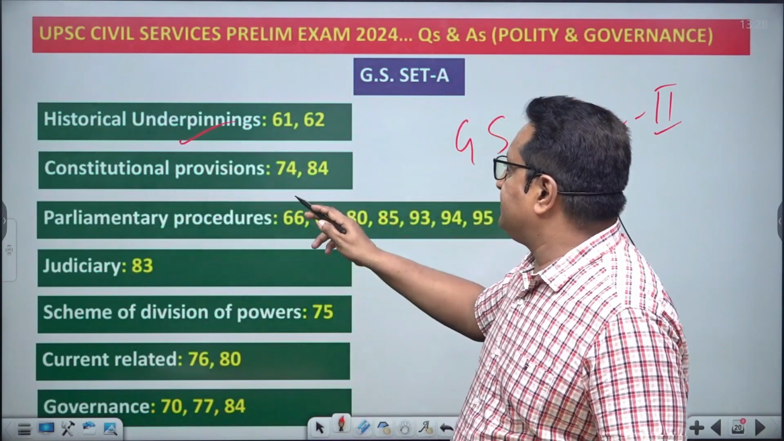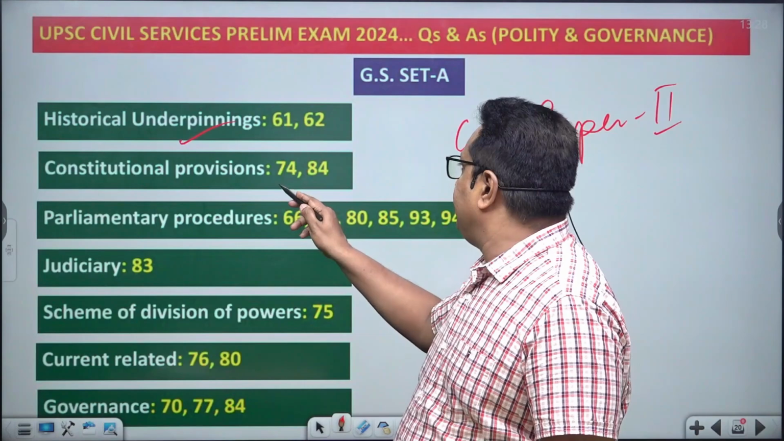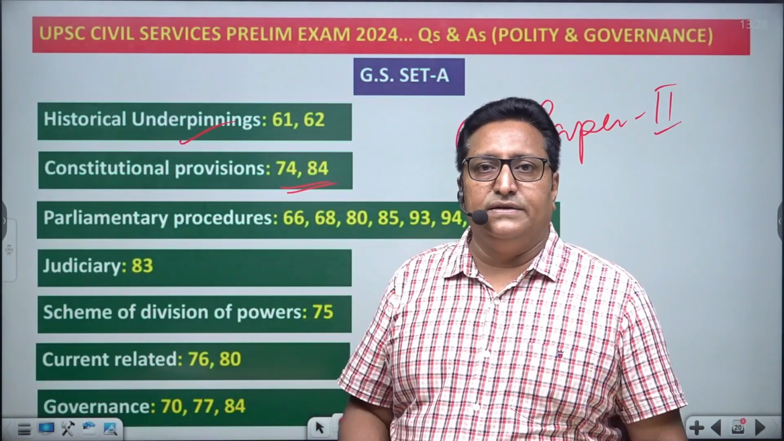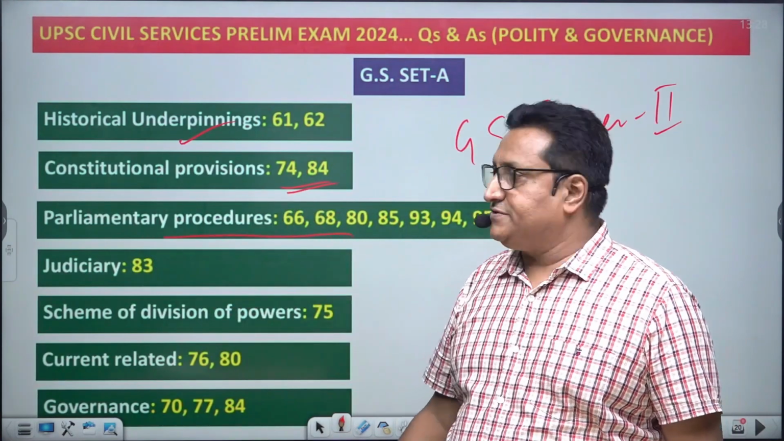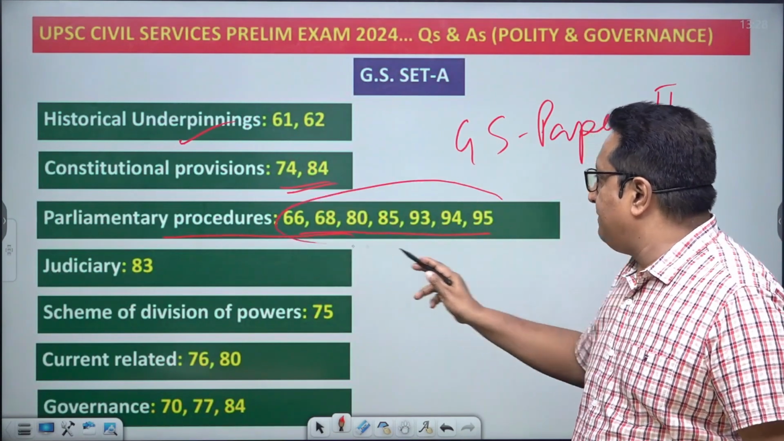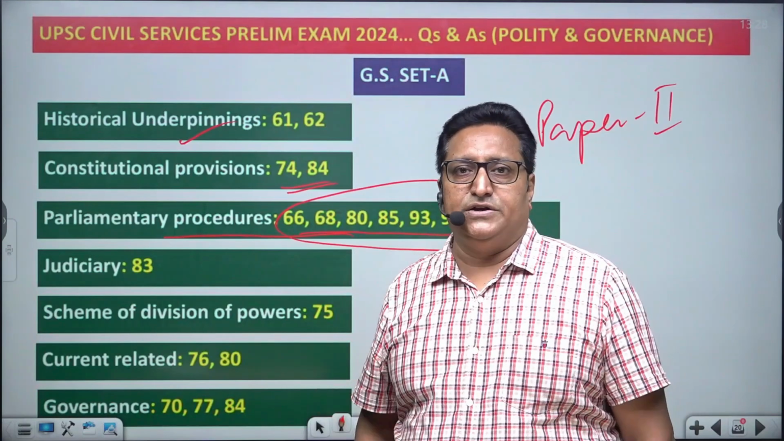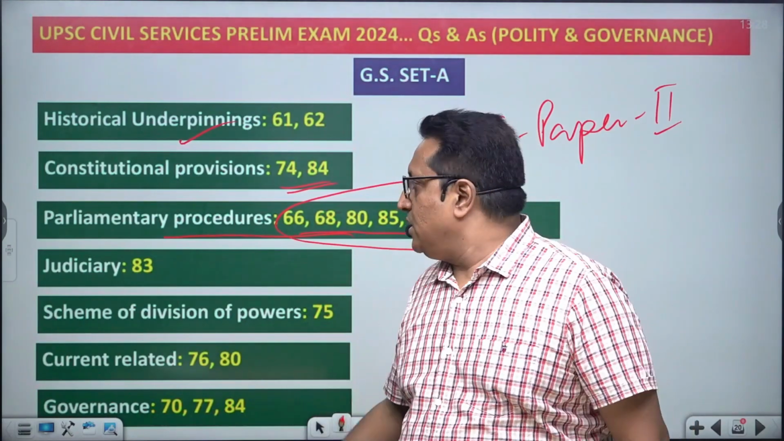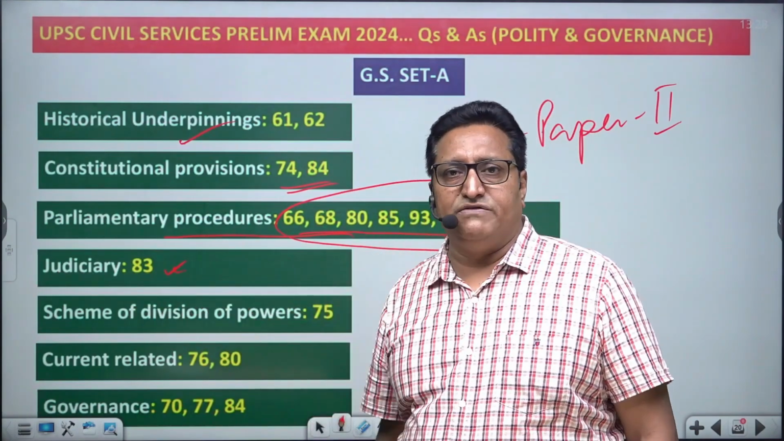Constitutional provisions directly from the Constitution, provisions like 74, 84. For instance, which part, which article, this kind of questions have been asked. Parliamentary procedures, which is also part of Constitutional provisions. So a long list of questions have been asked from the field of Parliament, Parliament's institutions, whether it's the Speaker or relating to bills or any such matters. So it's parliamentary procedures. Judiciary, one question has been asked, the right to privacy one, that's judiciary.